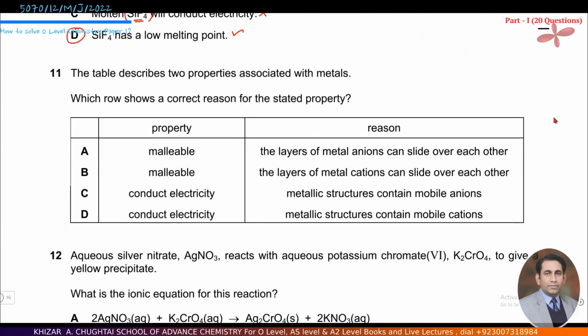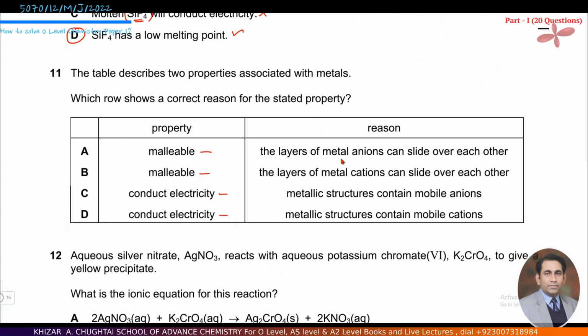Let's move to the next one, question number 11. The table describes two properties associated with metals. Which row shows a correct reason for the stated properties? Number one: malleable, and electrical conductance, I mean, conducts electricity.